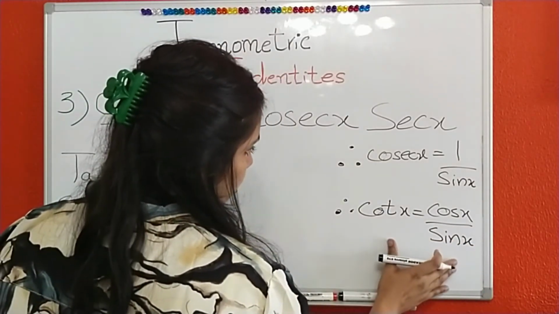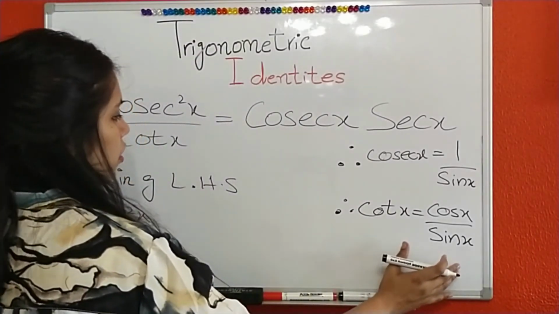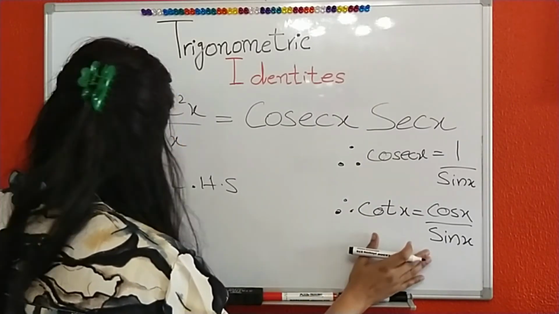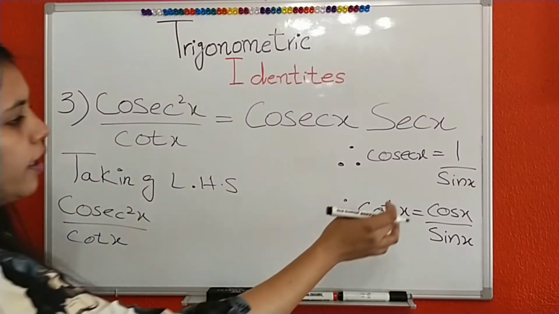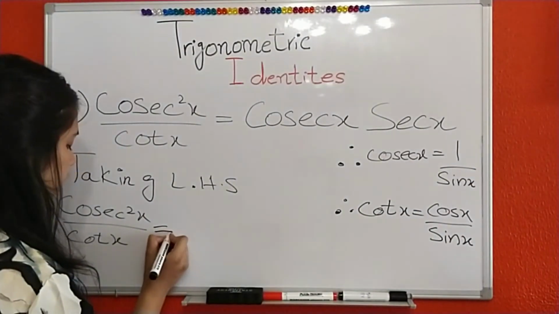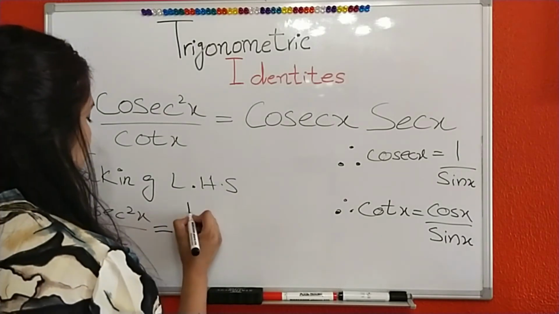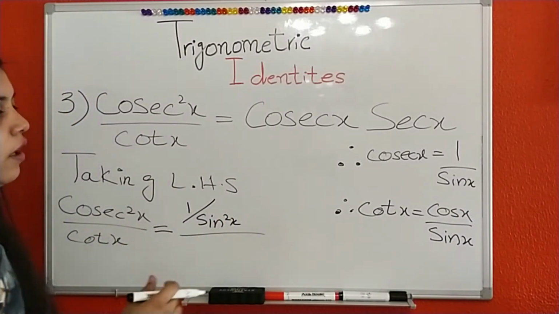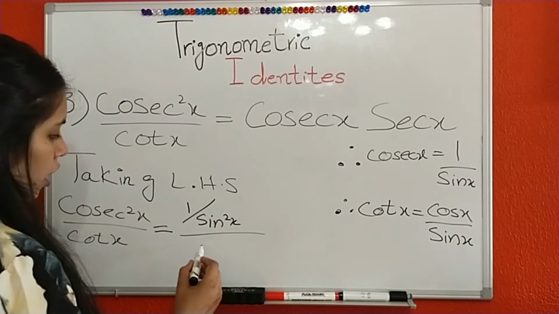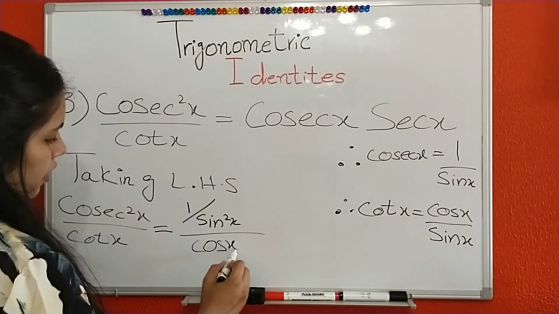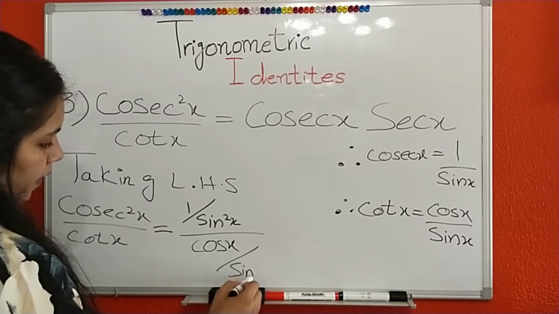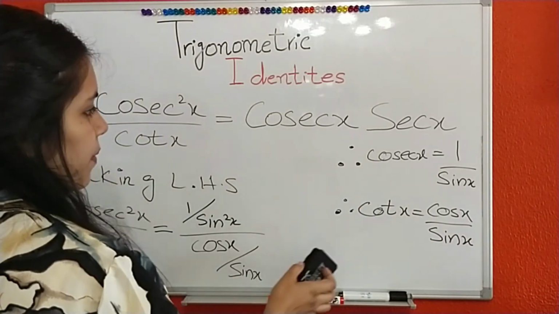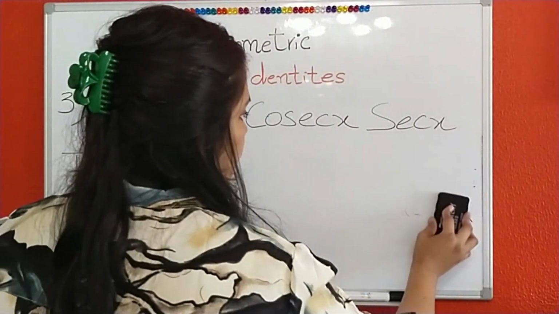If you want to copy these formulas, you can copy them. So this is the reciprocal identity and this is the quotient identity. I am just putting these two identities here. Cosec² x is 1 over sin² x, over. What about cot x? Cot x is cos x over sin x. I'm going to erase this part as I have put the formulas.